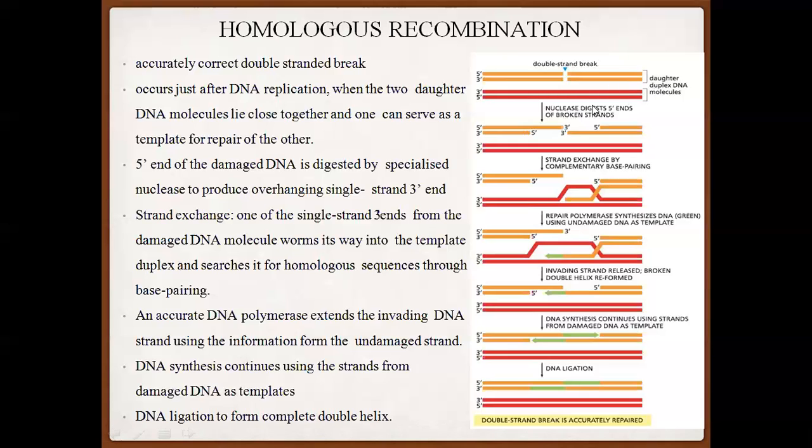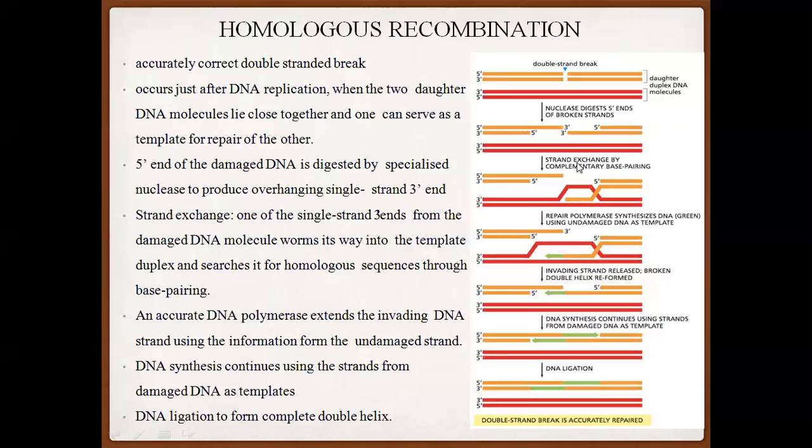Next, nuclease digests the five prime ends of the broken strand. In homologous recombination, the broken strand is the upper strand here, this one. So the nuclease enzyme digests at the five prime end of the broken strand, and it will make the break, you can see. So it's correct, 5 prime to 3 prime.